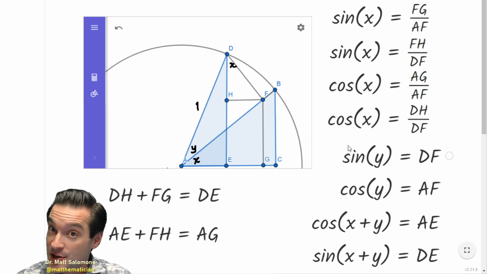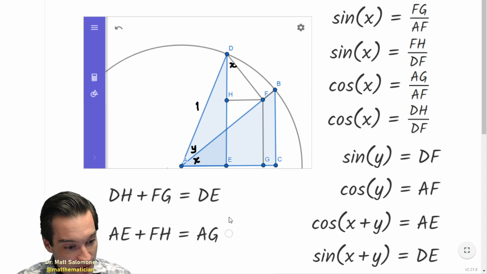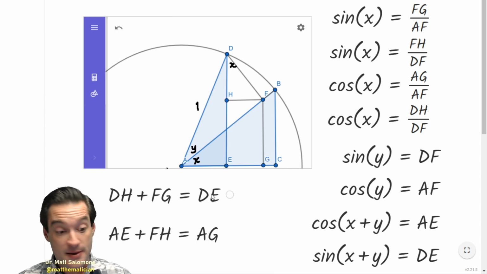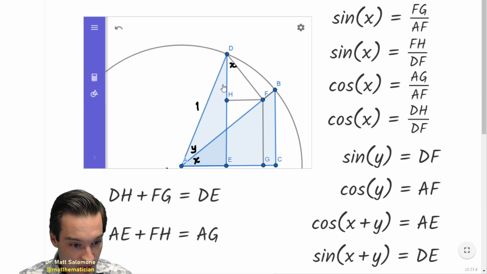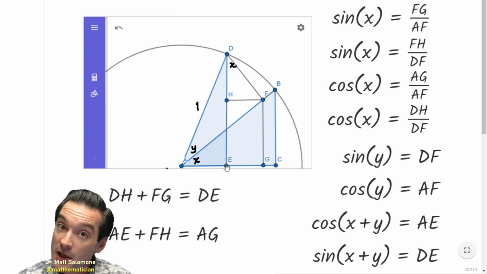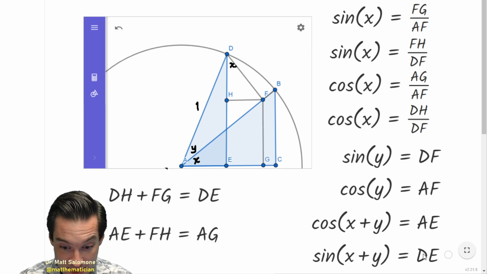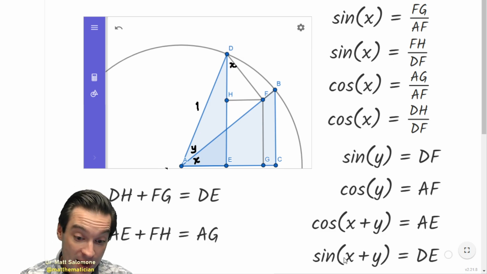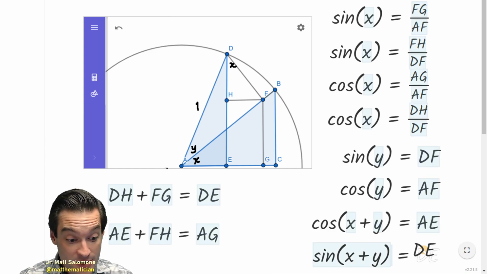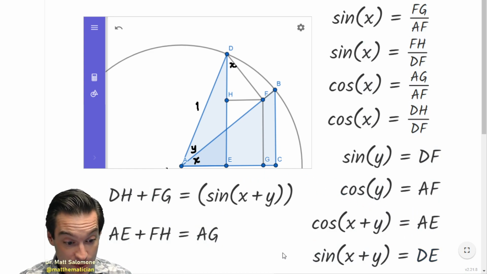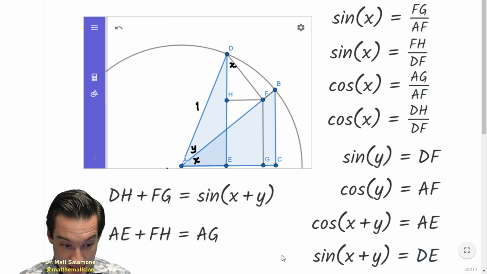So now let's make the magic happen. I want to take my first equation right here. DH plus FG is equal to DE, right? So this vertical length added to that vertical length is equal to this full vertical length from D to E. What can I do with that observation? Well, DE, looking over here in my list, DE is something that I know by another name. I know it as the sine of x plus y. So let's just substitute sine of x plus y in for the length DE.